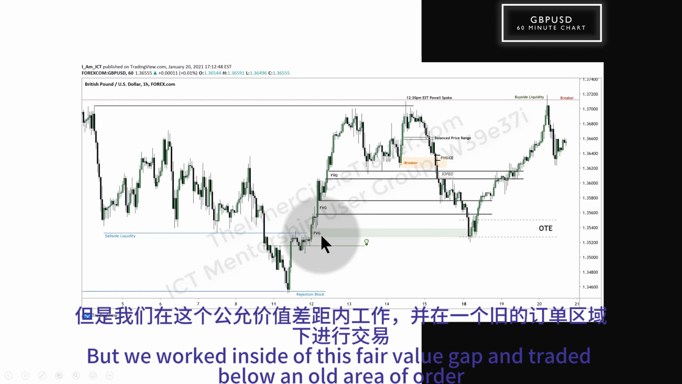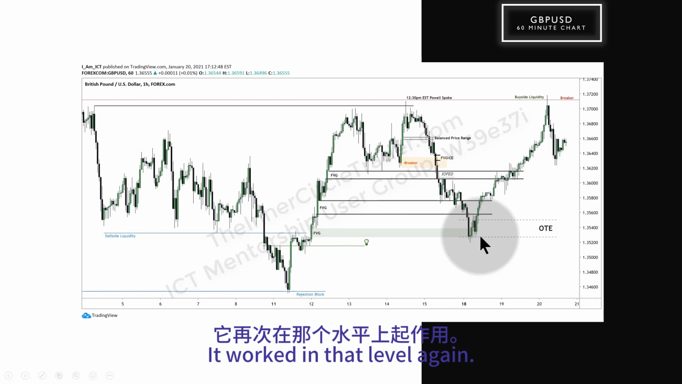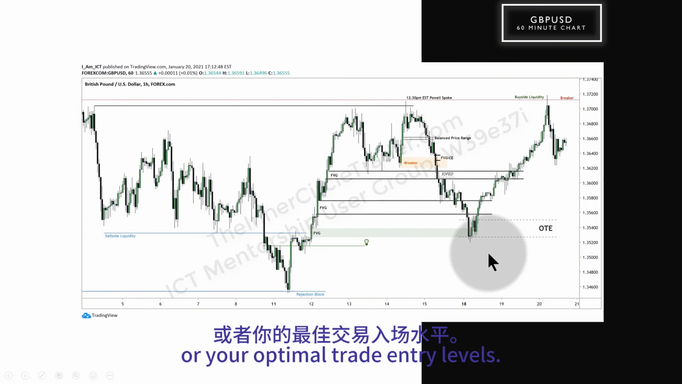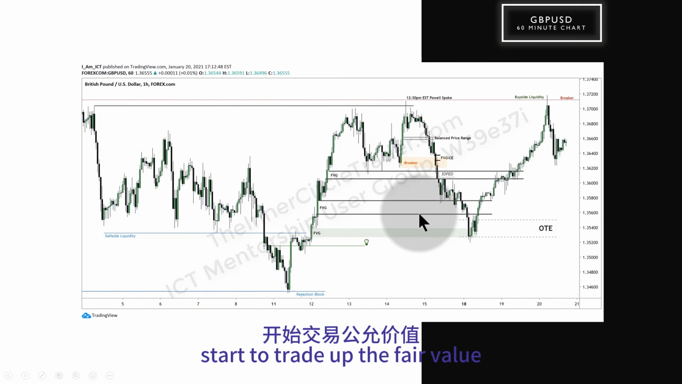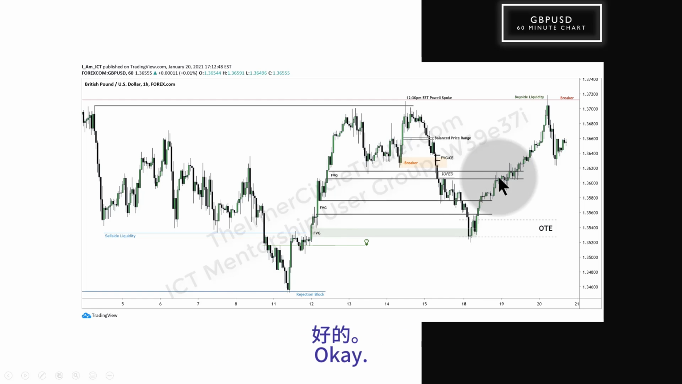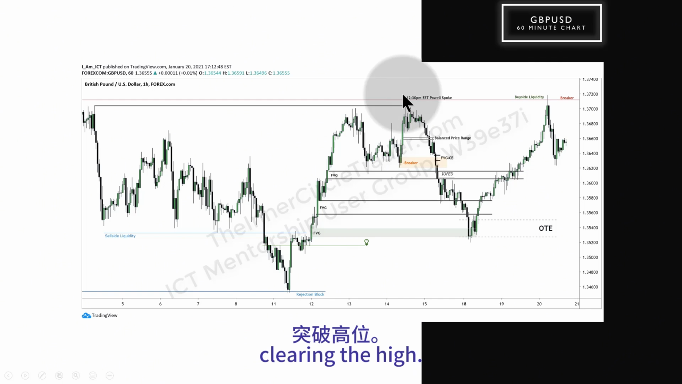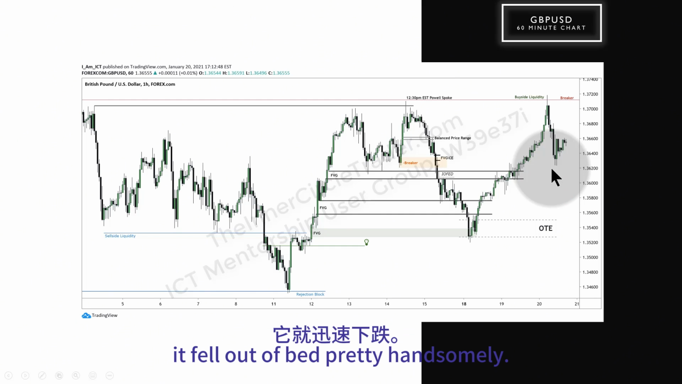But we worked inside of this fair value gap and traded below an old area of order flow, where there was an old liquidity pool. It worked in that level again, and it's also an optimal trade entry level. From this low up to this high are your optimal trade entry levels, and the market did in fact start to trade up. The fair value gaps, if we project them through, okay, we had some consolidation in here, picked up some more orders, and then ran up into the breaker, clearing the high. And once it hit that, it fell out of bed pretty handsomely.